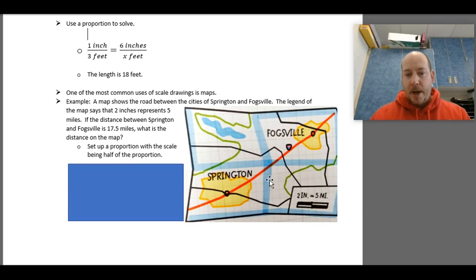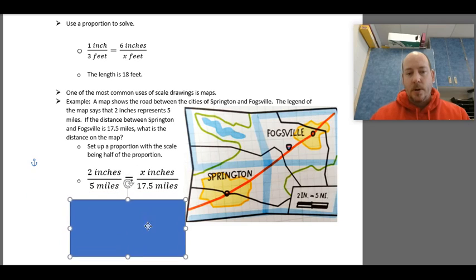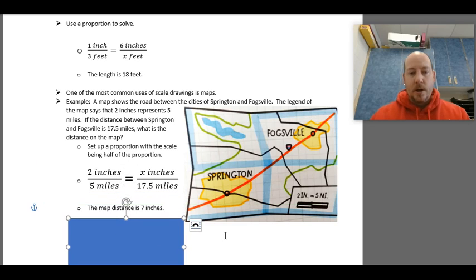So if you're creating a map or you had to figure out what that distance was between those two on the map, right, we could use that. So we've got our legend there, which is just a name for our scale on our map. 2 inches is 5 miles. And again, we're just going to set up a proportion of the scale being half of the proportion. Okay, so we'd have 2 inches to 5 miles.